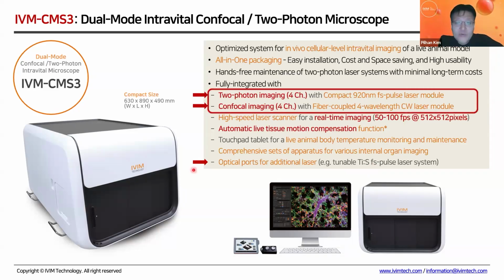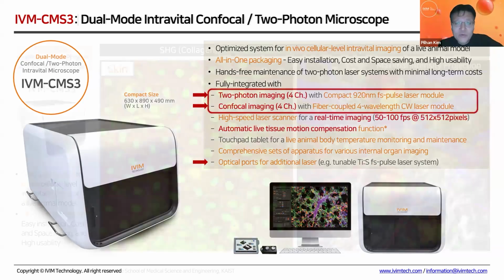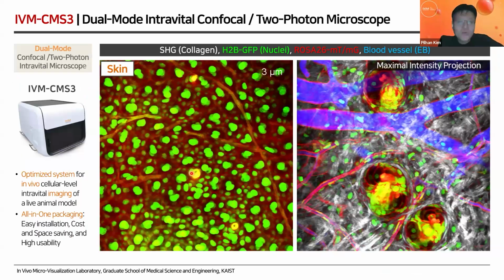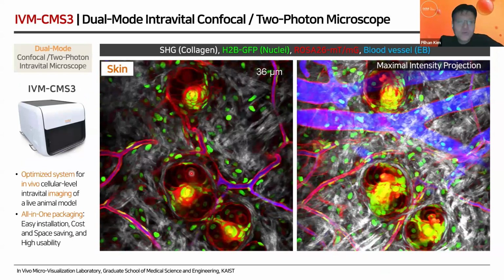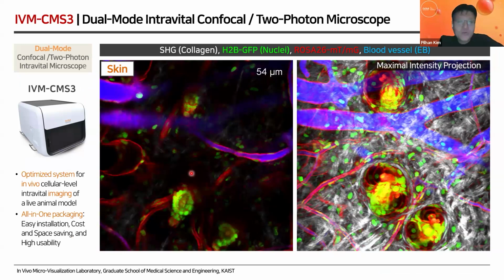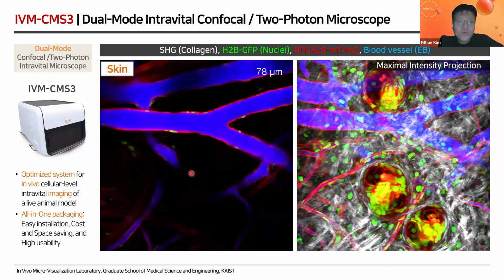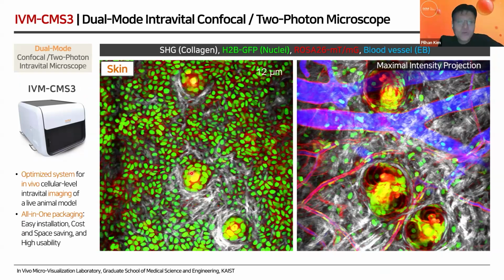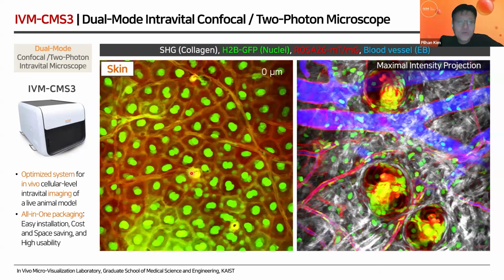Let me show a few examples of the four-color two-photon imaging data we obtained from live mouse models. I hope everybody can see my screen and follow me. This is a live image and video obtained from the skin of a live mouse model. This is four-color imaging data, and the four colors were simultaneously obtained with a z-stack imaging sequence.